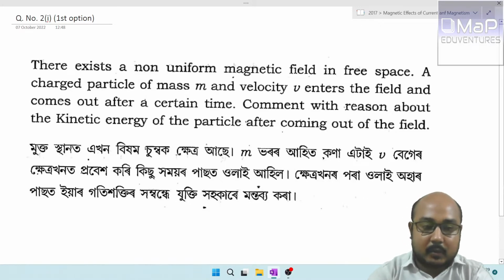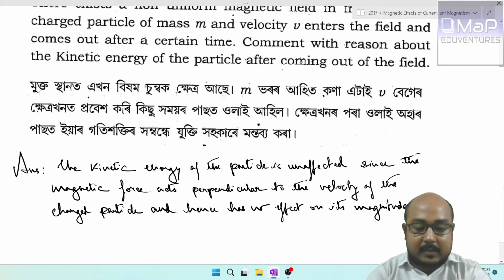Okay, so the answer is: the kinetic energy of the charged particle is unaffected since the magnetic force acts perpendicular to the velocity of the charged particle and hence has no effect on its magnitude.